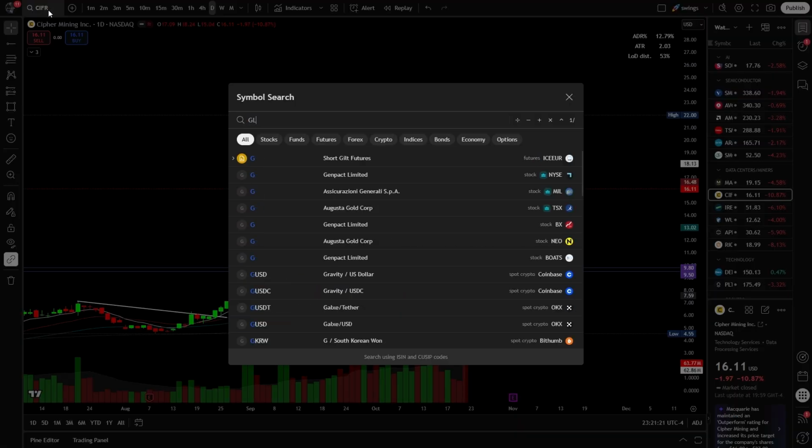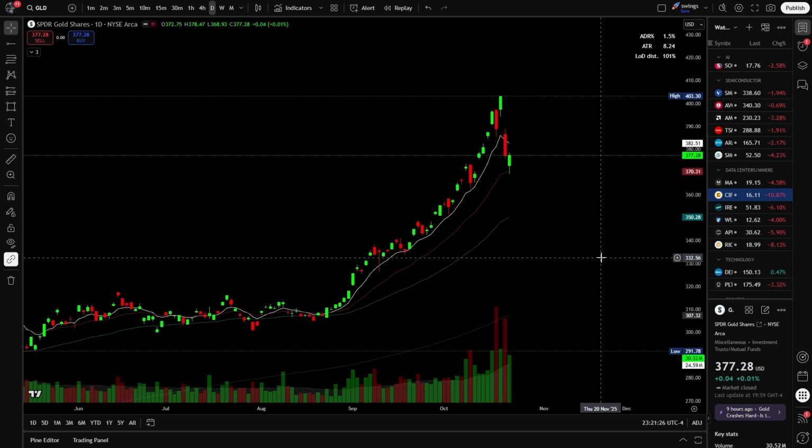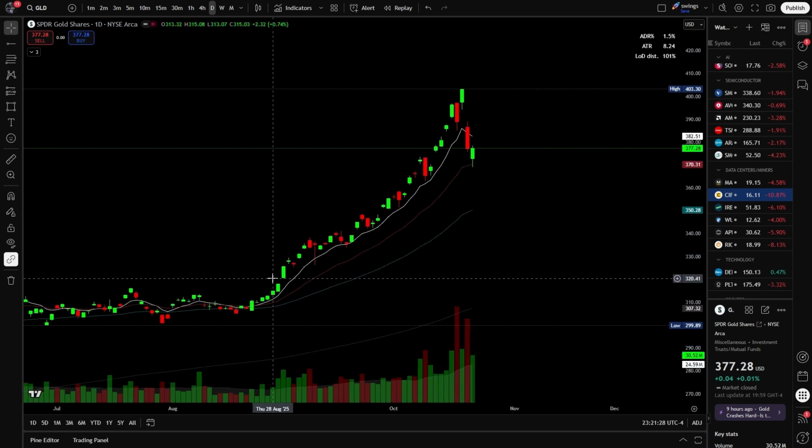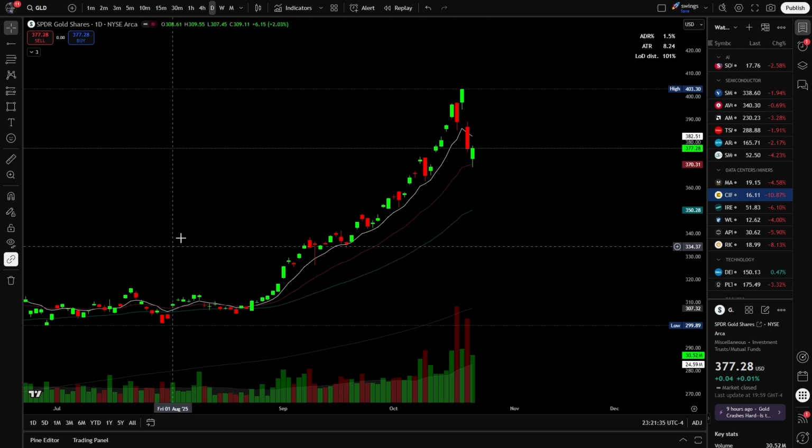Or a great example, if we go take a look at gold, okay? Imagine only day trading these moves when you could have bought at the end of August and held all the way up to 300 to 400 per share.